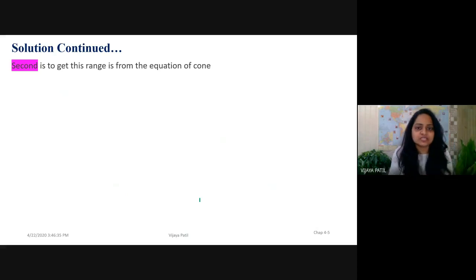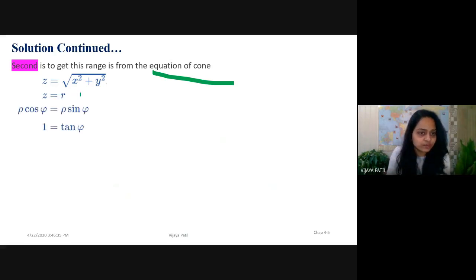Now, what is the second way? The second way is directly from the equation of the cone. We have z equals square root of x square plus y square. That is nothing but z equals r, where r is the square root of x square plus y square. And what does this r mean? It is nothing but rho sine phi.